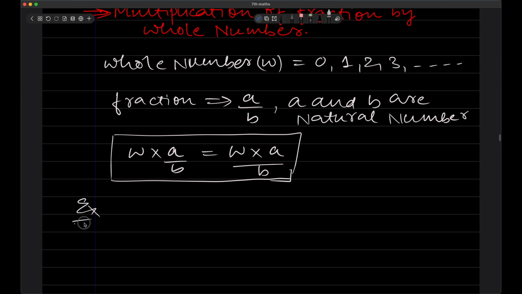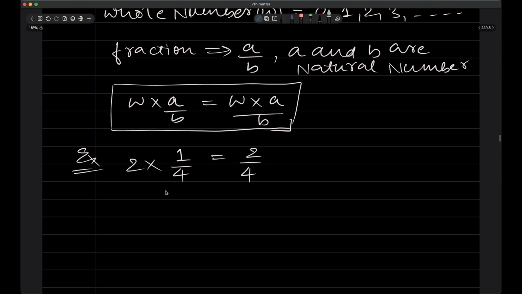If we take one example, whole number 2 into fraction 1 by 4, that is 2 into 1, which is 2 divided by 4. If we take one more example, 3 into 7 by 5 equals 3 into 7, which is 21 divided by 5.